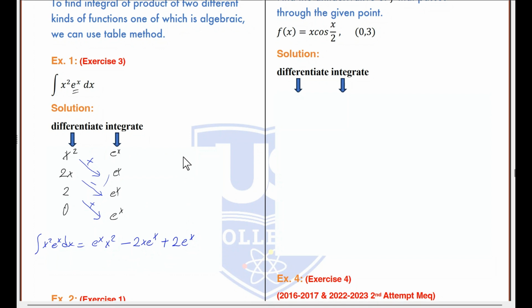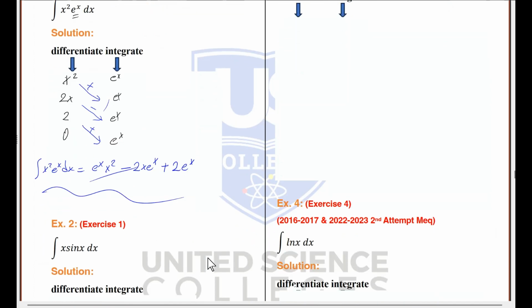If I try integration by parts, this will take two times more than this. We would need to use the same method twice if we were using the integration by parts technique. So the integration by table technique is easy and simple. We just differentiate one of the functions, integrate the other one, multiply them across and add them up. This is the result. Okay, let's move on to the next question, exercise 1.